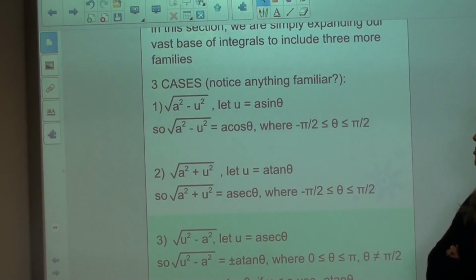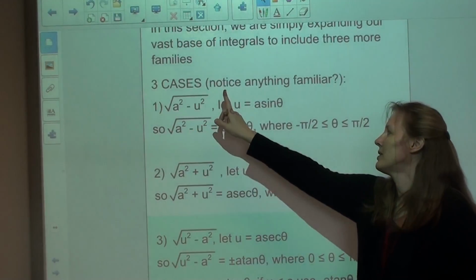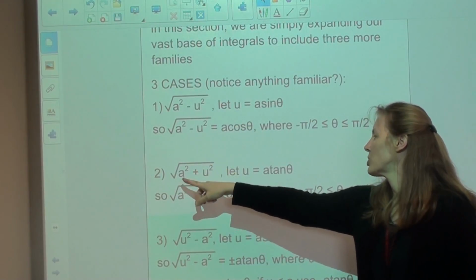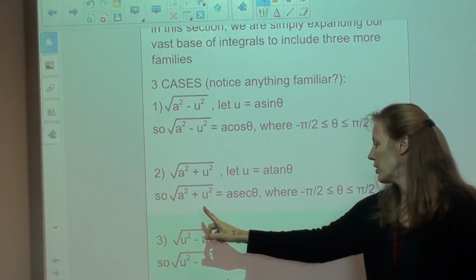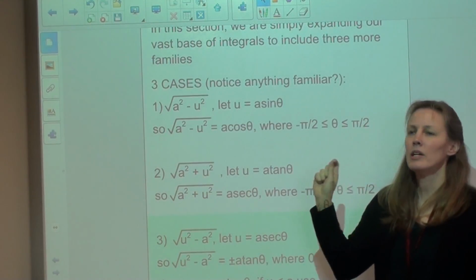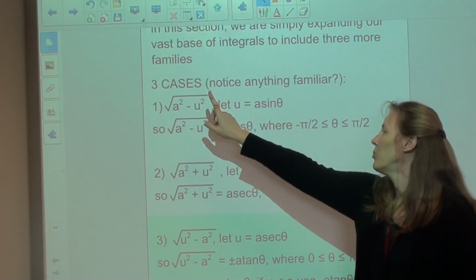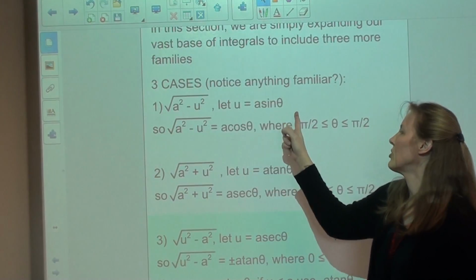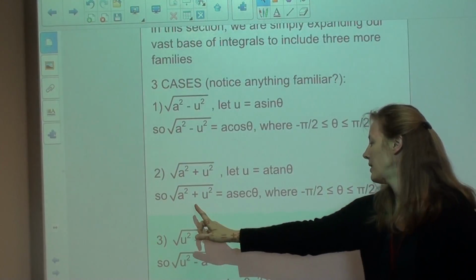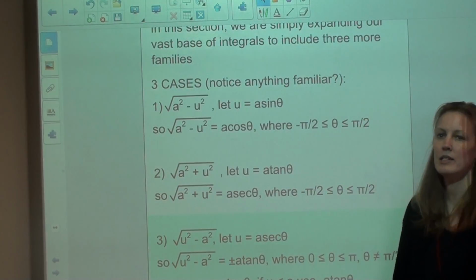So here we go. We have 3 cases. You can do this whenever you have a root of number minus x squared, or u squared here, number squared plus x squared, or x squared minus number squared. If you look carefully, when you have number minus x squared, you're going to use sine. Number plus x squared, you use tan, and x squared minus number, you use secant.